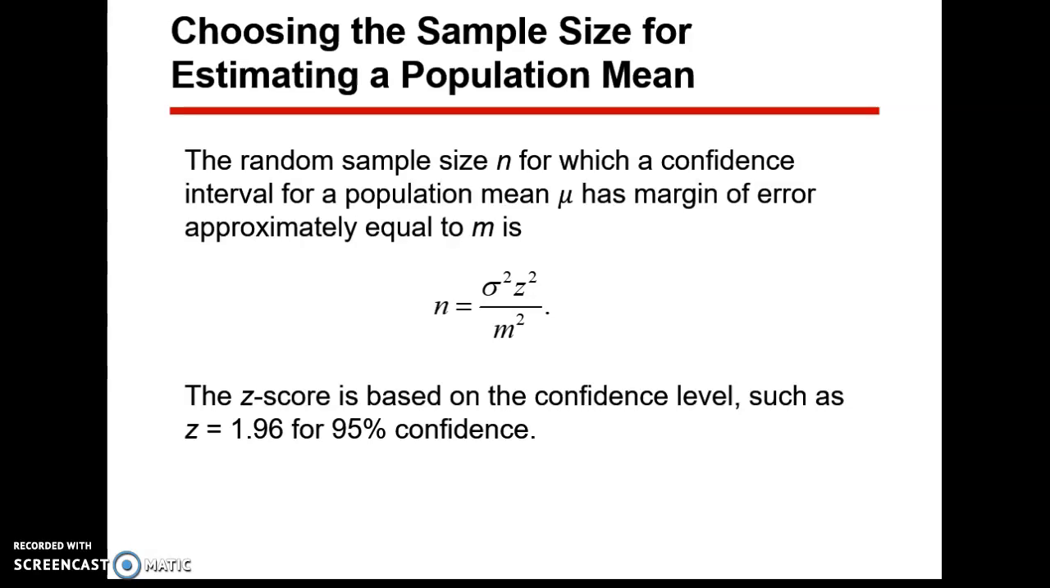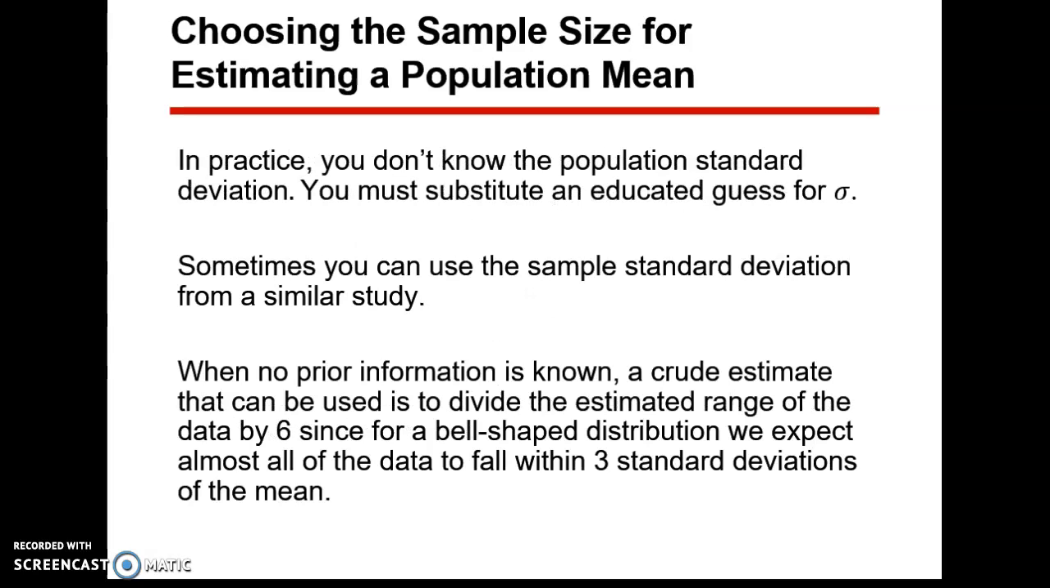Now when we do this for a population mean, you see here a different formula for finding n. The z is still the same, the m is still the same. Now we have sigma squared. Problem being, we don't know mu and we don't know sigma, so we have to put something in there. So guess what we're going to put in there? Well, we're going to do some crude estimate, meaning it's okay, but it's not great. So we're going to estimate a range of the data. Estimate the range of the data for a bell-shaped distribution, so almost all of it will fall within 3 standard deviations.